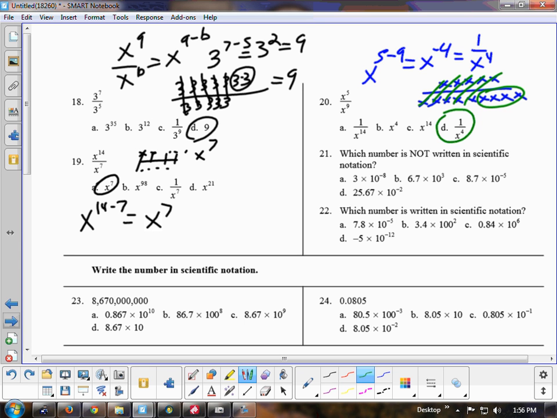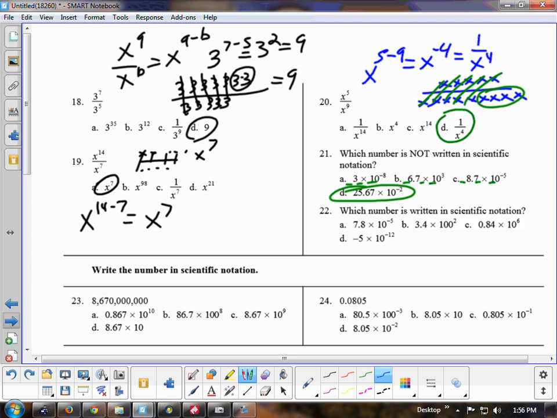21, which is not in scientific notation. Okay, scientific notation has to have a number, an x, and a power of 10. A number by itself out front. Even though this doesn't have a decimal, it's still a number by itself. Number by itself, x power 10. Number by itself, x power 10. So this one is wrong. D is wrong. The decimal point should be between the 2 and the 5. Same thing with number 22.